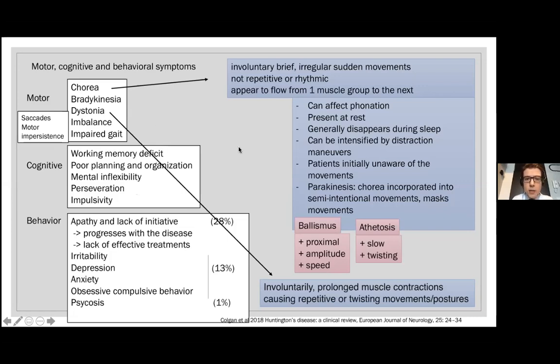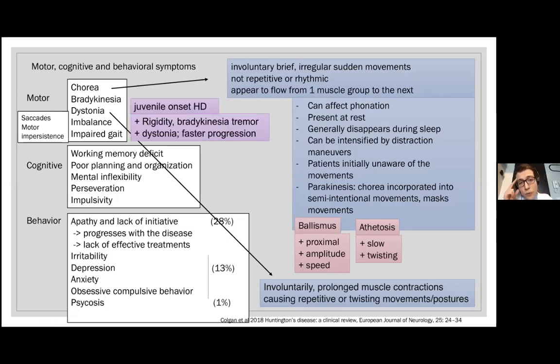Okay, but it's not all motor. There are also cognitive issues, namely in terms of working memory, poor planning, inflexibility, perseveration, impulsivity, and also behavioral symptoms. Of the behavioral symptoms, apathy, lack of initiative, is very pronounced, and it's present in almost 1/3 of patients, and it progresses with the disease, which is different from the other symptoms such as irritability, depression, and anxiety, and OCD, which are less frequent. Psychosis is relatively rare in this disease.